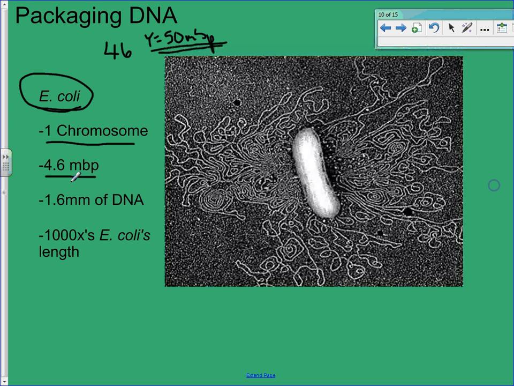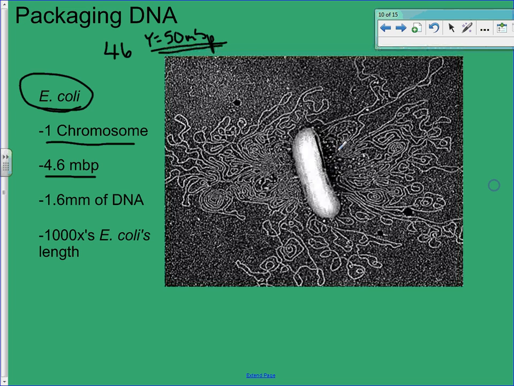This is the E. coli right here, and you notice all these squiggles around it. That is its DNA. What we've done is we've actually lysed. Remember, lyse means to cut. So we split open the cell, and all of its DNA is kind of spewing out. Well, E. coli's 4.6 million base pairs is about 1.6 millimeters in length.